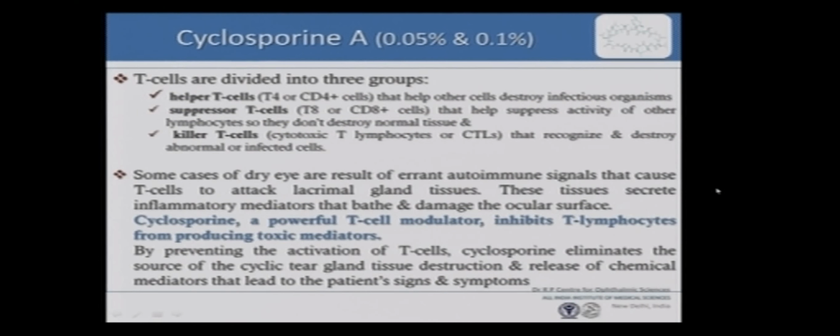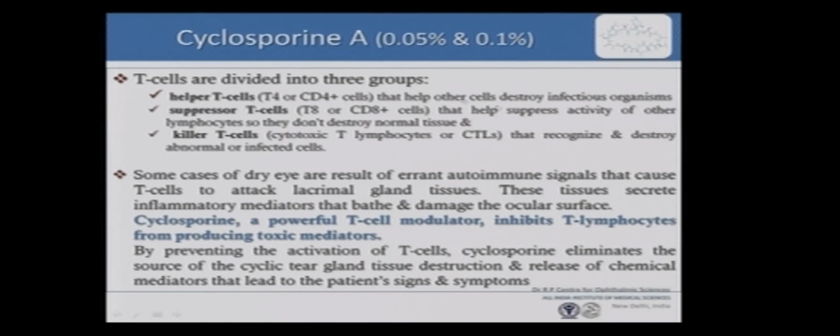Basically, the T cells are of 3 types. You have the helper T cells, the suppressor T cells, and the killer T cells. The helper T cells, or the CD4, destroy infectious organisms. The suppressor T cells help to prevent or suppress the activity of other lymphocytes so that the normal tissues are not damaged. But the cytotoxic T cells, or the killer T cells, recognize and destroy the abnormal or the infected cells. So there is a fine balance between these 3 which exists in the system.